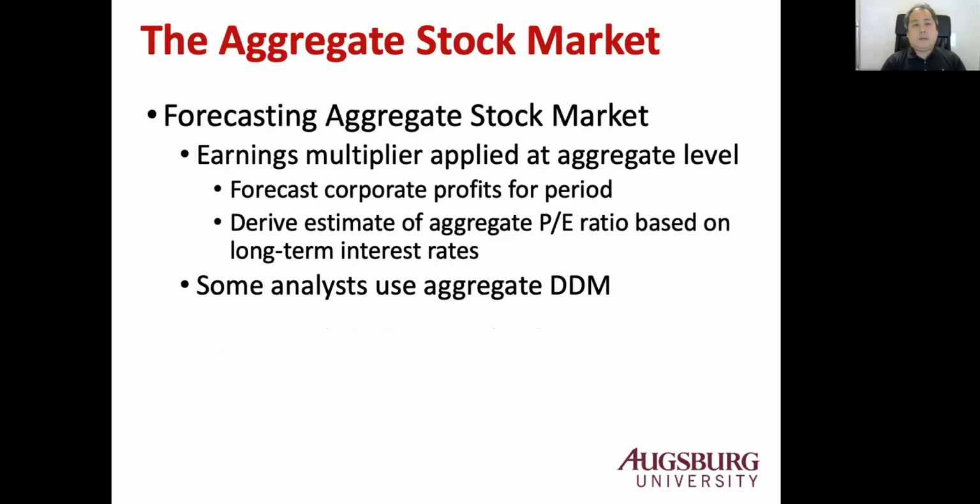Now we have two more slides. The aggregate stock market. We usually also forecast the aggregate stock market, which means the market level forecast. The earnings multiplier is also applied at the aggregate level. You can get the S&P 500 earnings multiplier and compare it with the PEG ratio, close to 1 or not, and you can say that this aggregate market itself is underpriced or overpriced, using the same logic we had before. Some analysts also use aggregate dividend discount models.